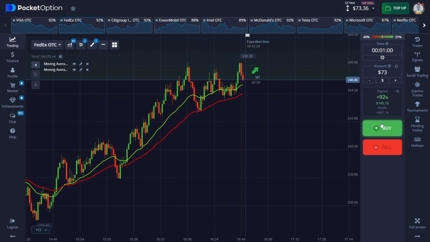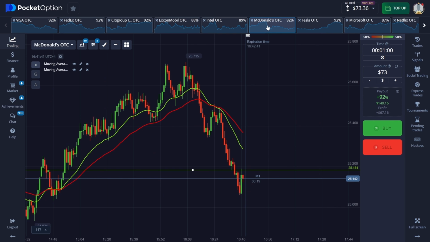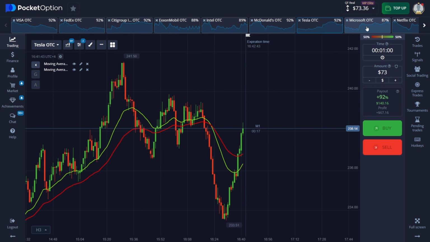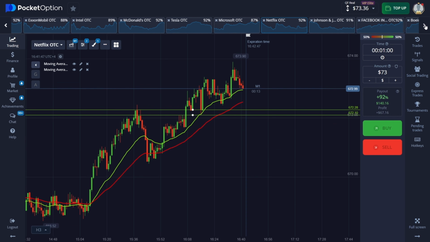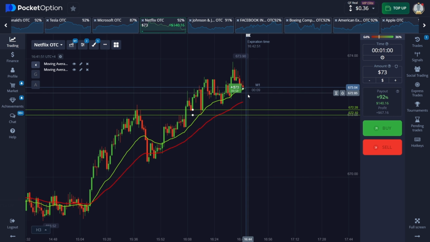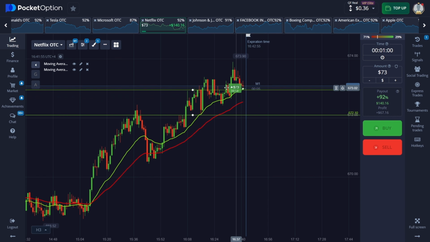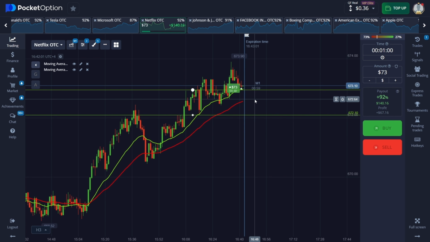Here we have a trade on FedEx OTC, but I am waiting for a good entry, so we'll avoid it. I got a good entry on Netflix OTC for the upside move, and I placed a trade for the upside move from the 25 EMA. The trade is going in our favor right now. The candle is taking support from the 25 EMA, and you can see that the previous candle also took support from the 25 EMA.